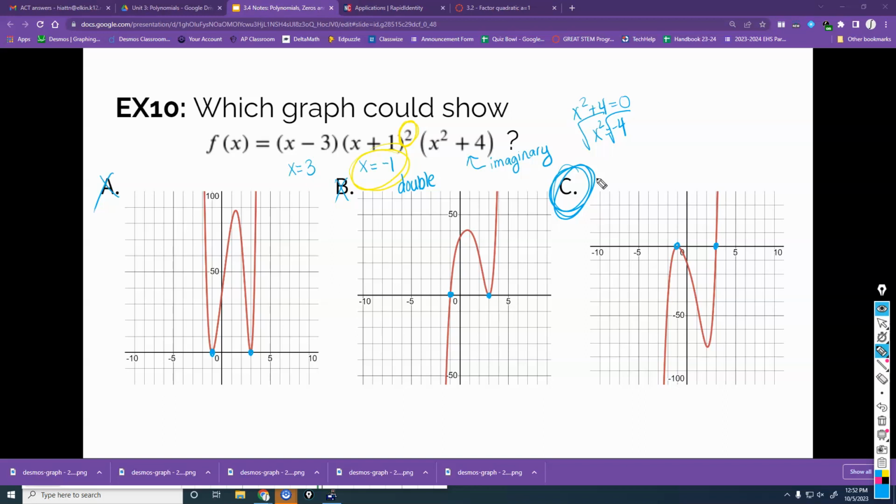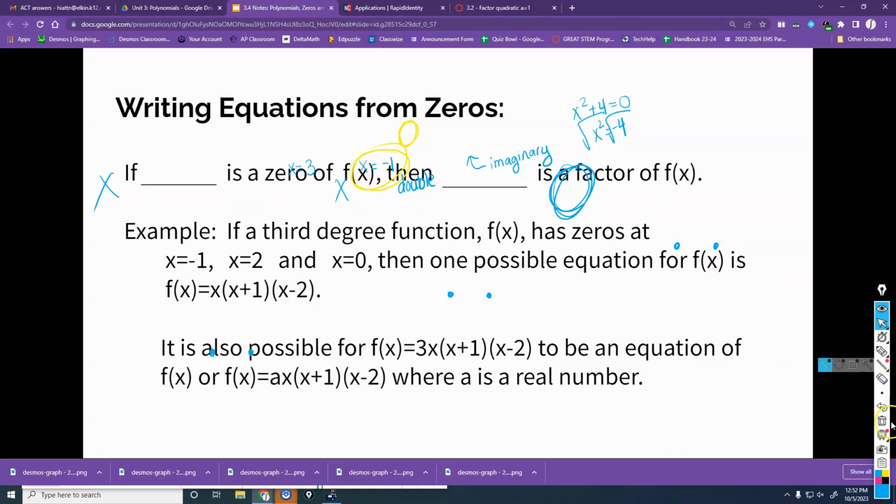Now, Desmos is not a bad option either on that. Certainly go try that. All right, so just a couple more things. These last ones should go pretty fast.